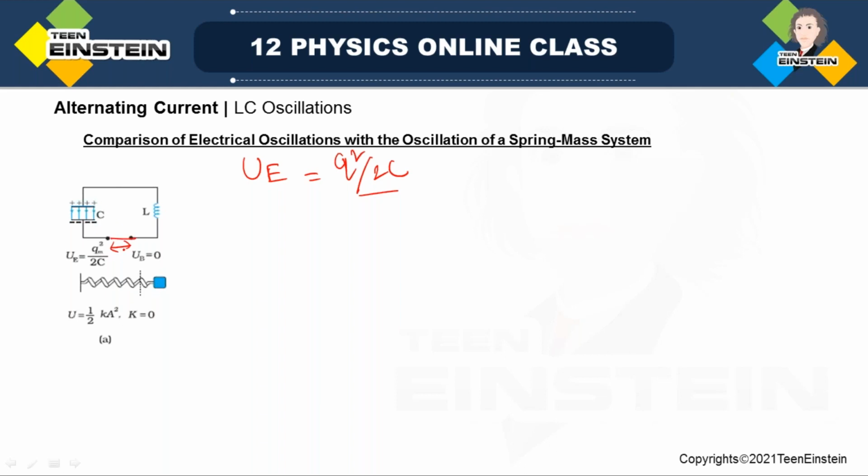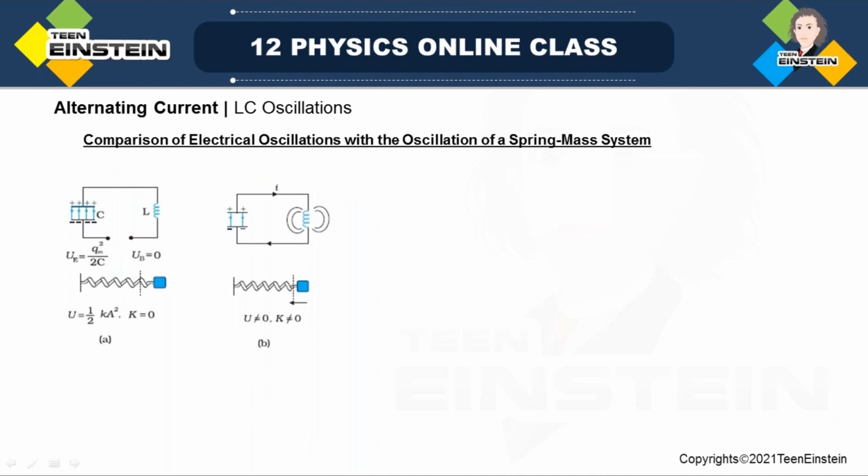Now as soon as you close the circuit, what happens? As I said earlier also, current will start flowing in the circuit. Then no longer will the capacitor hold the whole energy. The energy will be distributed, some energy will be distributed to the inductor also.